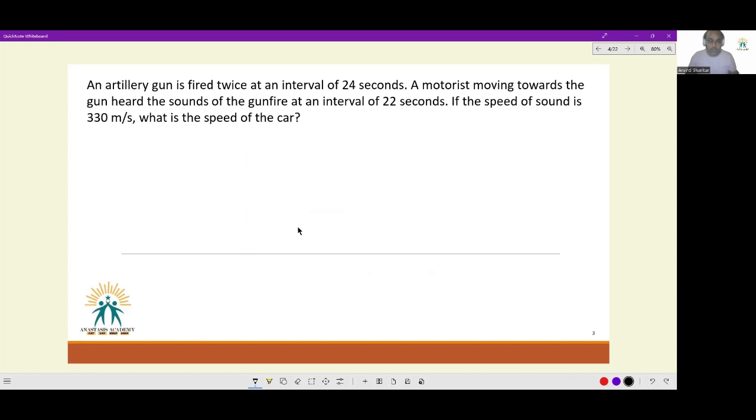An artillery gun is fired twice at an interval of 24 seconds. A motorist moving towards the gun heard the sounds of the gunfire at an interval of 22 seconds. If the speed of sound is 330 meter per second, what is the speed of the car? Again, this is a fairly simple question if you know the setup. If you don't know the setup, see what is happening.